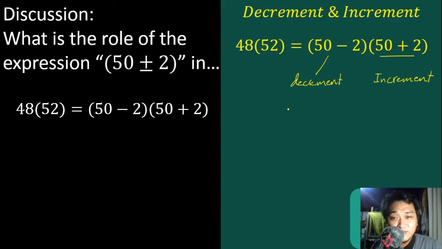So if we are going to evaluate this using a FOIL method, you're going to square the first term, that is 50 times 50, o para madali, 5 times 5, 25, tapos dagdagan natin ng dalawang 0, so that is 2,500. And if you're going to evaluate the square of the last digit, kasi pareho lang din naman, negative 2 times positive 2, so that will be equivalent to negative 4 or 2 squared.